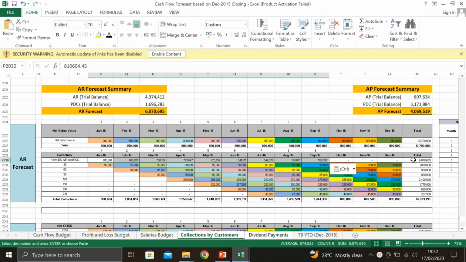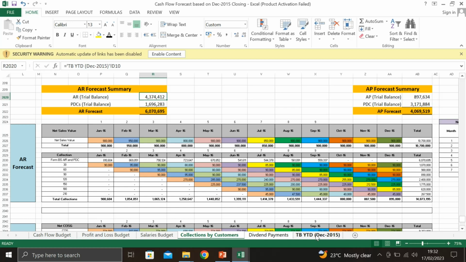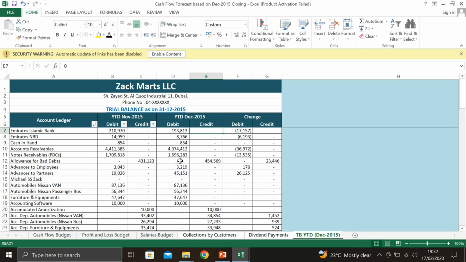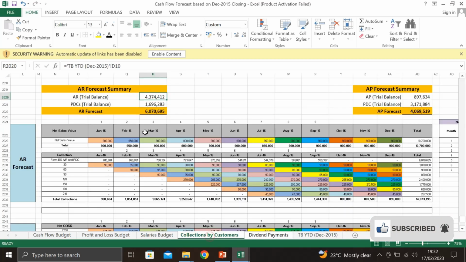So this 6070, okay. This is the summary that AR we have this much in our trial balance. This is linked with the trial balance sheet, okay. Here is the trial balance sheet. You can see that we have 4374 plus 1696, 6070, 6.95 million, okay. Same in our collection sheet we have this much.